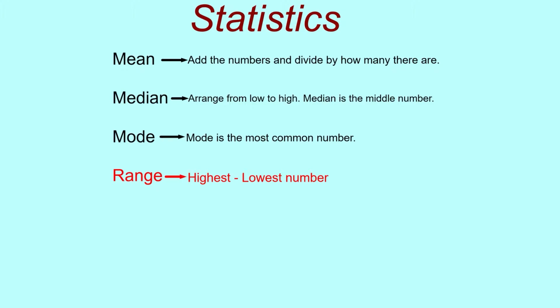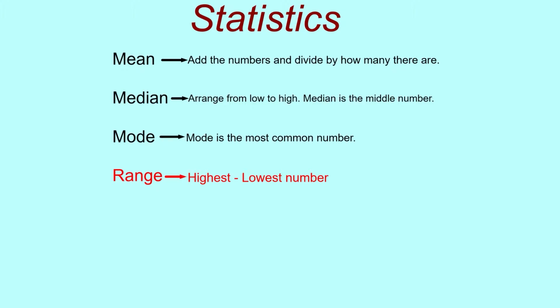Today we're going to be looking at a little bit of statistics, focused on the mean, the median, the mode and the range. We're going to start off with a little explanation of what these words mean. You can see that the mean, the median, the mode are all in black, because they are slightly different from the range.